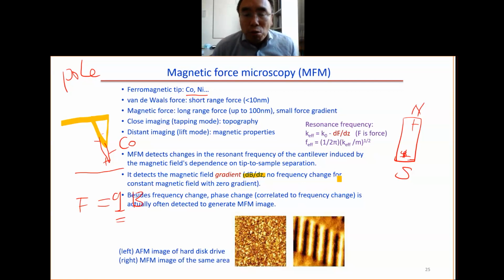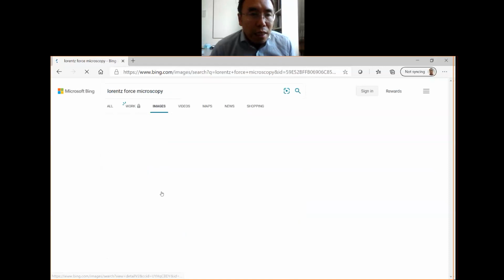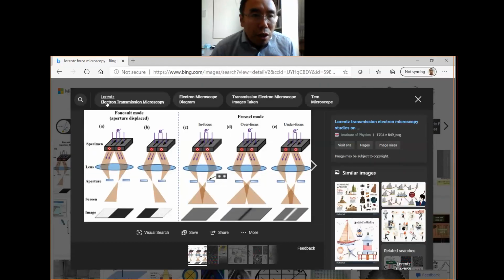So what are the other ways to do the magnetic measurement? Another way is using the Lorentz force. This is called Lorentz force microscopy, and it can also be used to detect magnetic domains. This is done in TEM imaging, the transmission electron microscope, where you can do the Lorentz detection. This can also tell you the domain orientation. When the domain is this way, the electron is deflected this way. When the domain is in this direction, the electron is deflected to the right. This can be detected.